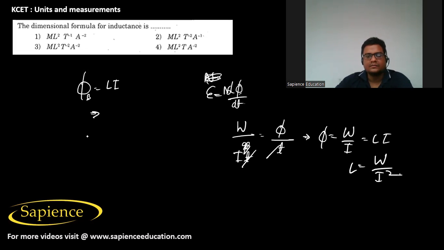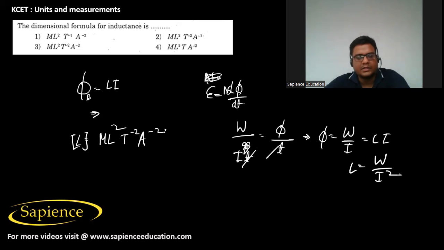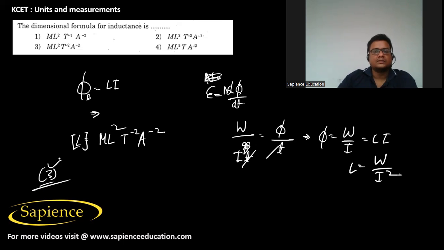So L will be equal to work done, which is M L square T power minus 2, into ampere per ampere square. So M L square T power minus 2 into A power minus 2. So it means option 3 is the correct answer.